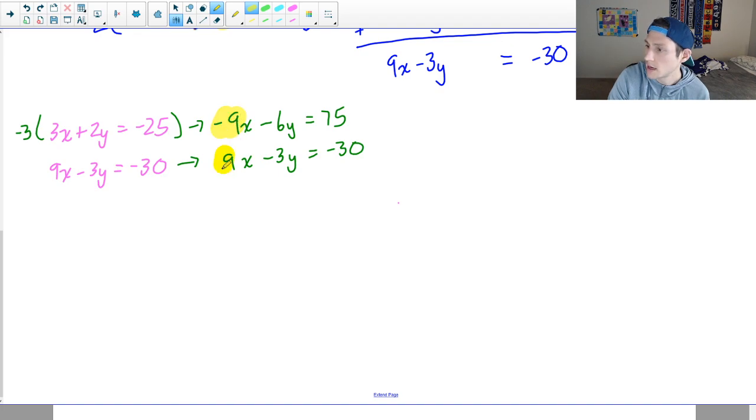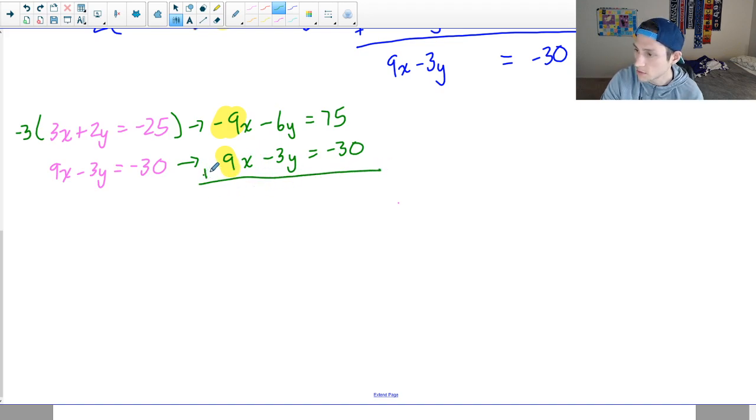So notice I have positive and negative 9 on the x. If you had wanted to eliminate the y's, you totally could. You would have just had to multiply both equations by something. Like we would have had to multiply the first equation by 3 and the second equation by 2 so that we would have positive and negative 6. But that's more work. You're multiplying another equation where we don't have to, since if we just multiply this first equation by negative 3, we already get the negative 9, positive 9. But you can do either way. Some people really like one way or the other.